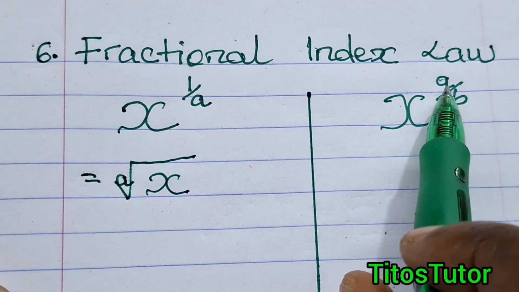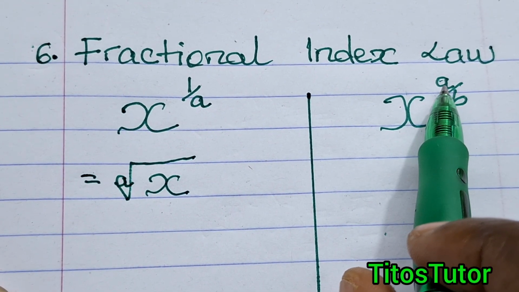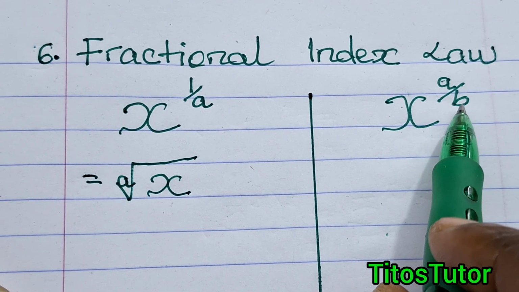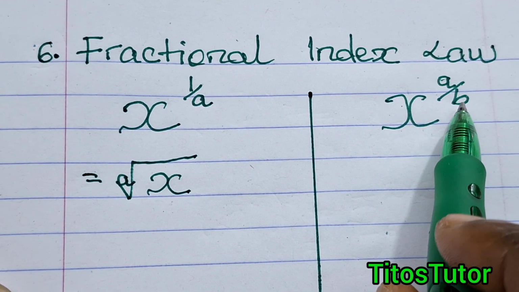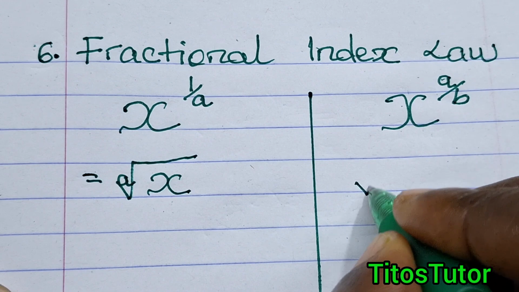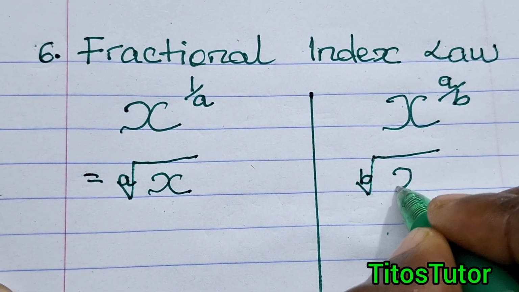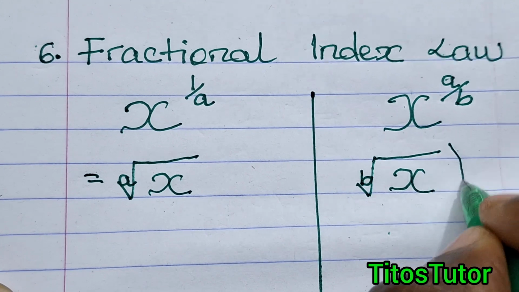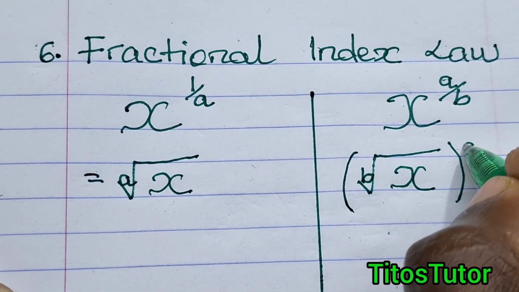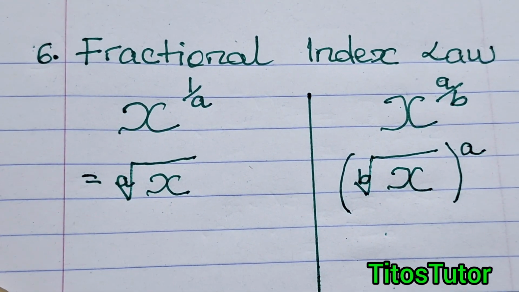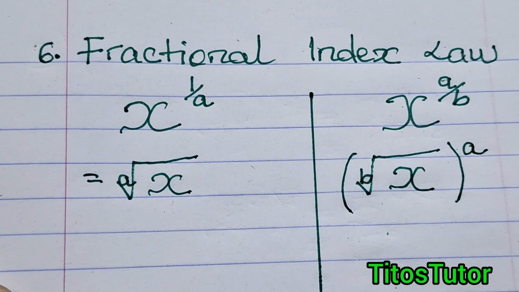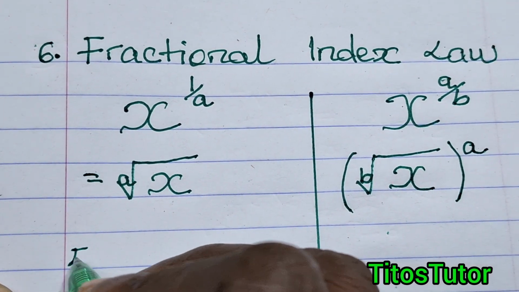But if your numerator isn't 1, right? You're still going to do a root of your denominator. So it is the root of b, right? Your x inside. And here you put your a as the power outside. That's how it works. So let's take examples of both.